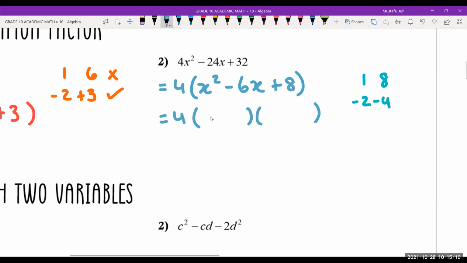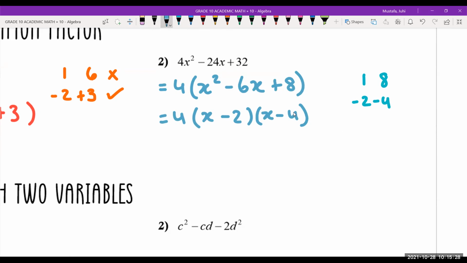Doesn't matter what order we put it in. Oh, I forgot to put my x's. So there's going to be an x here and an x here. Then I'm going to put in a negative 2 here and a negative 4 here. One thing I did notice as I was walking around, and I guess I should have mentioned this, this is your final answer. This is the answer to the question.